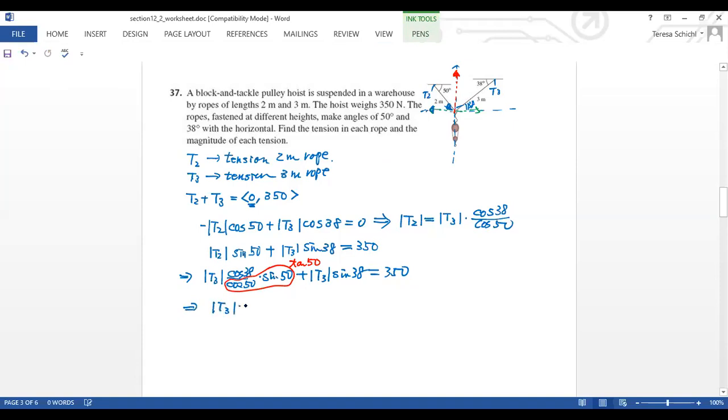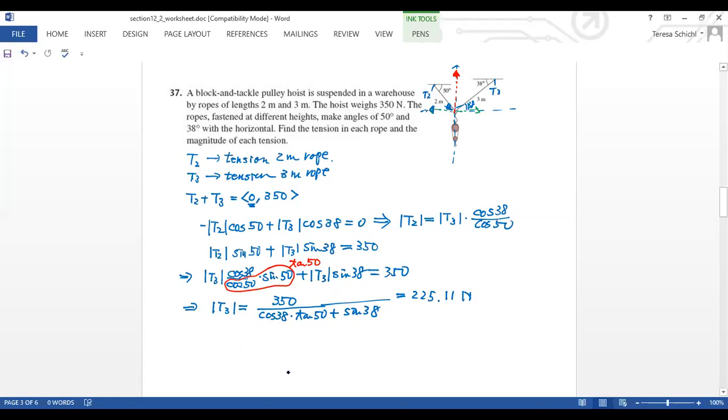So the T3 will be equal to what? Will be equal to 350, right? So this is 350. And what is the bottom here? The bottom will be the cosine 38 tangent 50 plus sine 38. Ta-da, I got it, right? So this is T3. I have 225.11 Newton if you put it into the calculator.